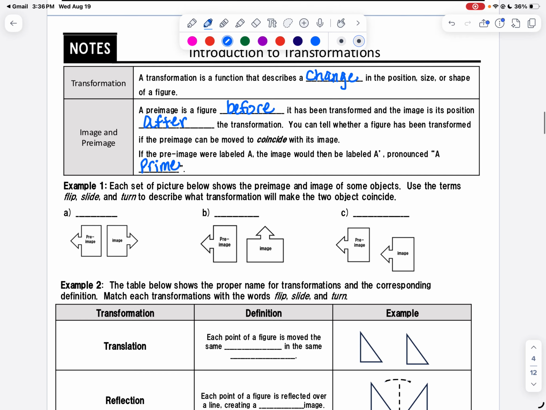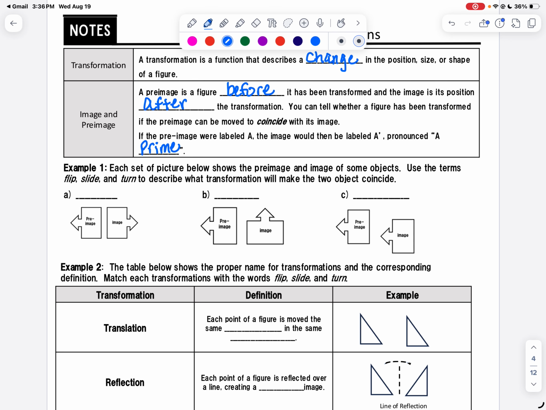So you have your original shape, which is your pre-image, and then you have your image, which is the new shape. All right. So in example 1, it says each set of pictures below shows the pre-image and the image of some objects. Use the terms flip, slide, and turn to describe what transformation will make the two objects coincide. So in problem A, if we look at our original shape to coincide with the new shape or the image, we would have to flip that original shape over. So this would be a flip.